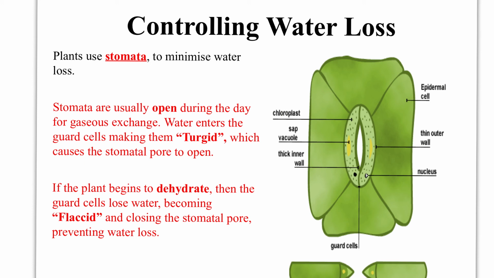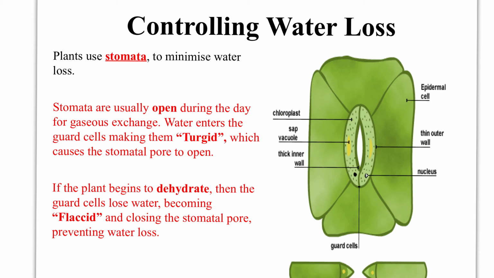Another way in which plants control their water loss is by having a waxy cuticle. So they have a waxy cuticle on their upper epidermis to prevent water loss from the upper side of their leaf, which, without the waxy cuticle, would obviously be the side of the leaf that would have the most water loss because it's exposed to sunlight.